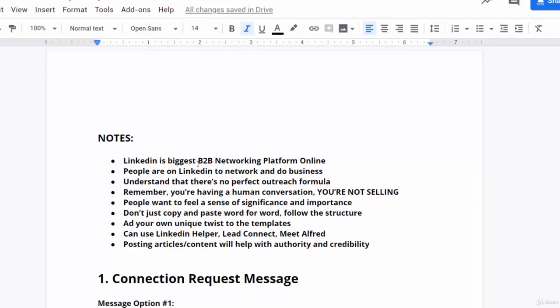So here's some key things to keep in mind here. LinkedIn is the biggest B2B networking platform online. People are on LinkedIn to network and to do business. Keep that in mind, okay? People are on here to do business. They're on here to network. But it's important to understand that they're not on here to be sold and to be pitched products and services. Remember, people love to buy, but they hate to get sold, okay?